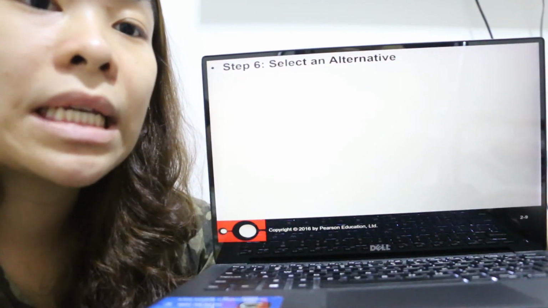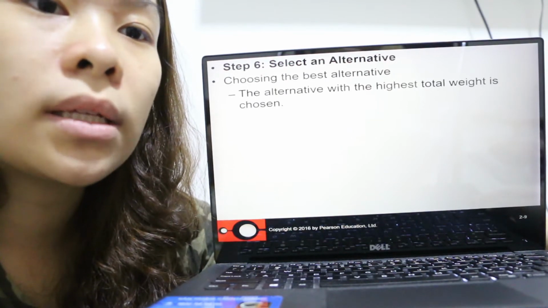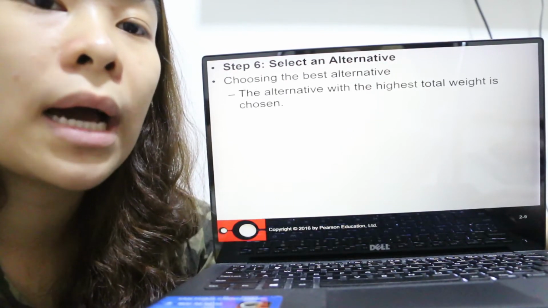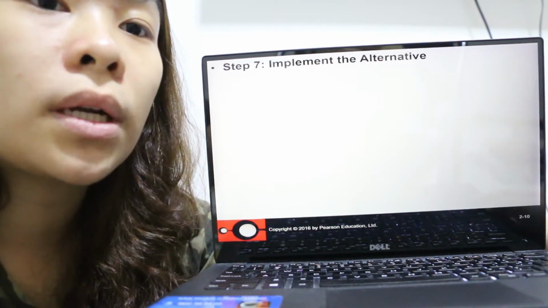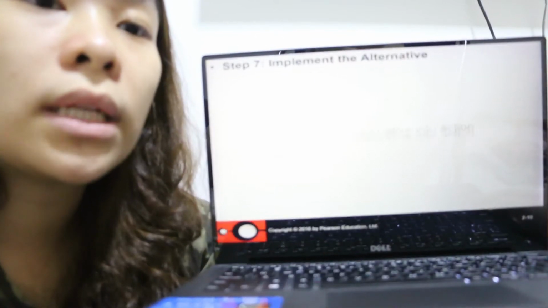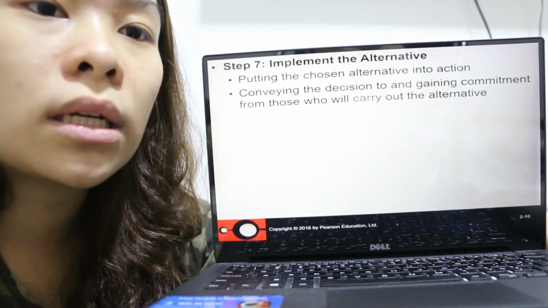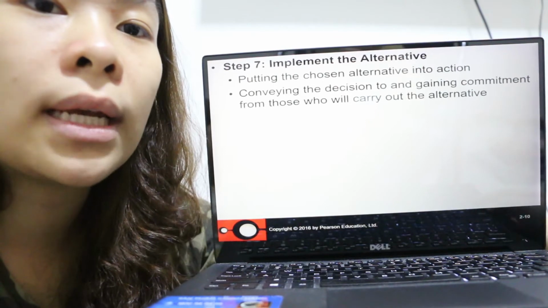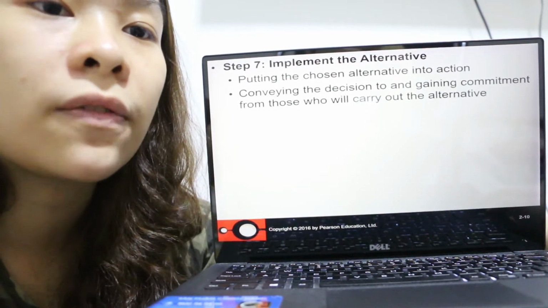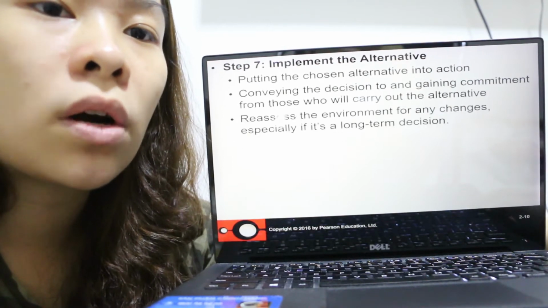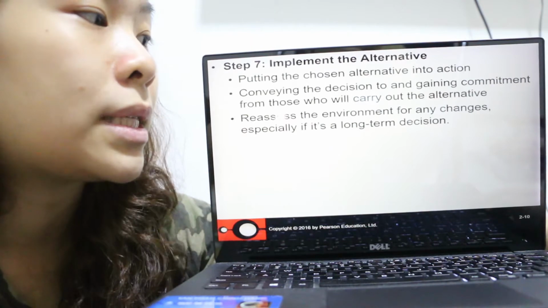Step 6. Select an alternative. Choosing the best alternative means that the alternative with the highest total weight is chosen. Step 7. Implement the alternative. Putting the chosen alternative into action, convincing the decision makers and gaining commitment from those who will carry out the alternative, and researching the environment for any changes, especially if it is a long-term decision.